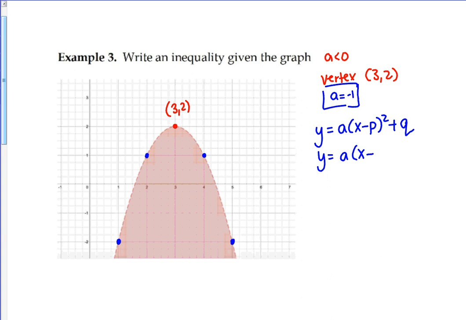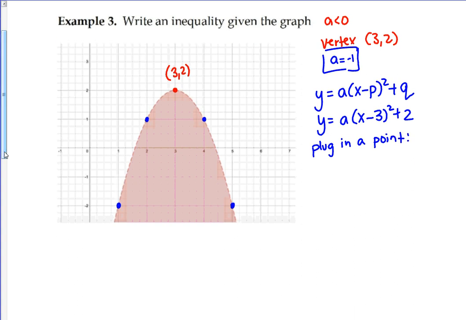But if we wanted to solve algebraically for a, we have to plug in first our p and q. So x minus 3 squared plus 2. And then we're going to actually plug in what? A point. Do you remember this? It's a little final review for you right now. So we plug in a point. So give me a point. 1, 1. That's on the graph. 2, 1. Okay. So plug in 2 and 1. Y is 1 when x is 2. And then you could solve for your a value from there.